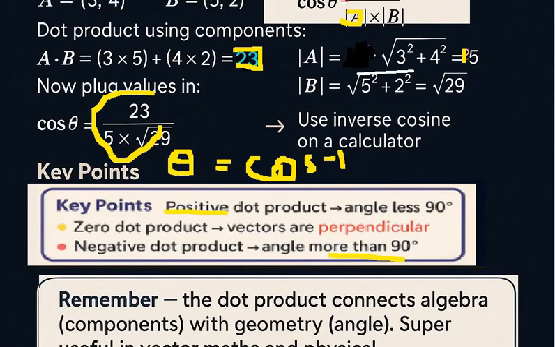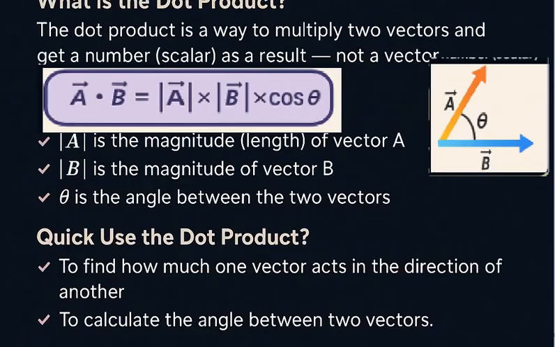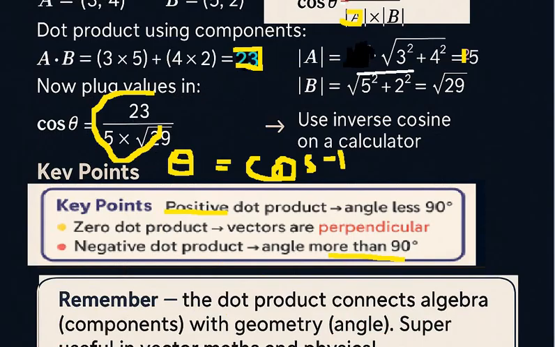Remember that the dot product connects algebra, the components, with geometry, the angles. We use these values in maths and physics.